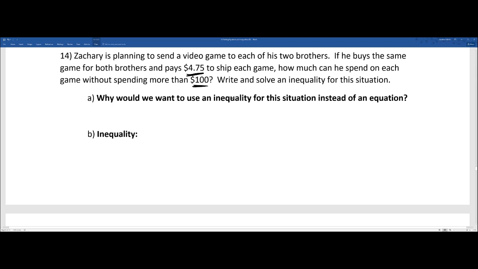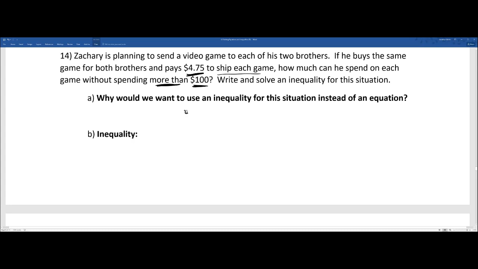So why would he want to use the inequality for the situation instead of an equation? Well, because he might have some extra change and more than. So is it possible he's going to spend a little less and have some cents left over? Yeah, it's possible. So basically it's this.